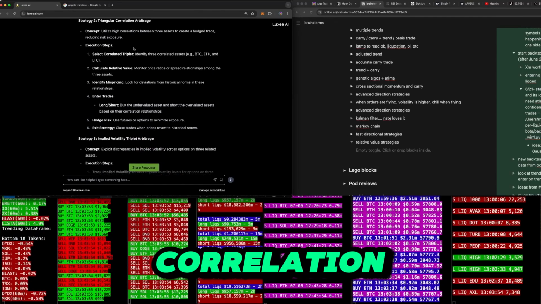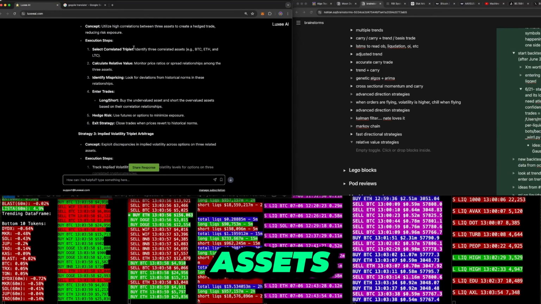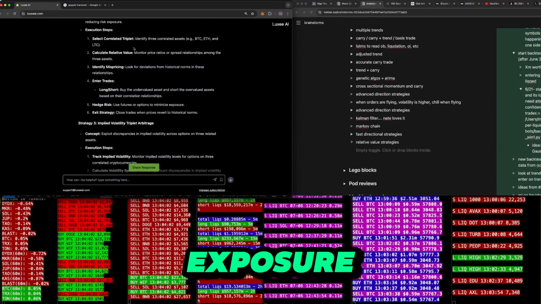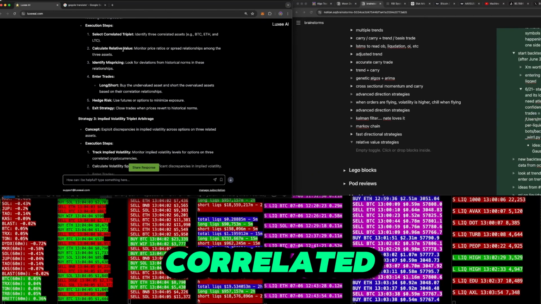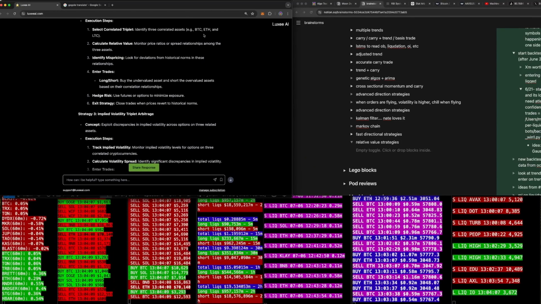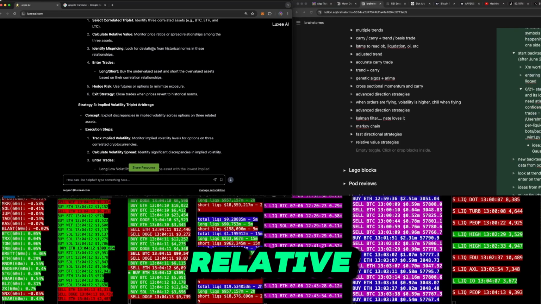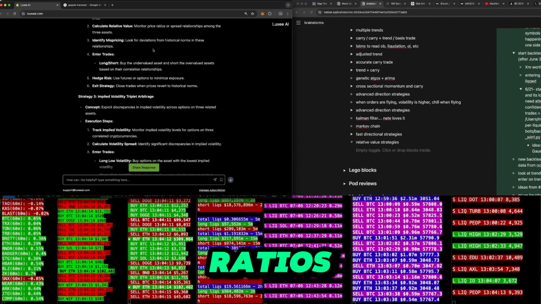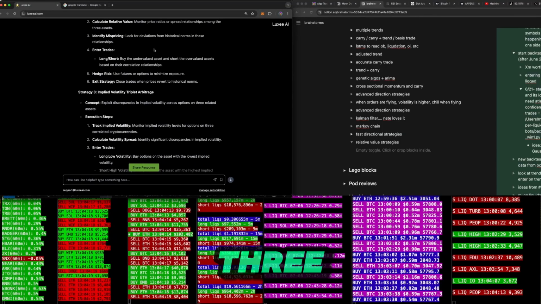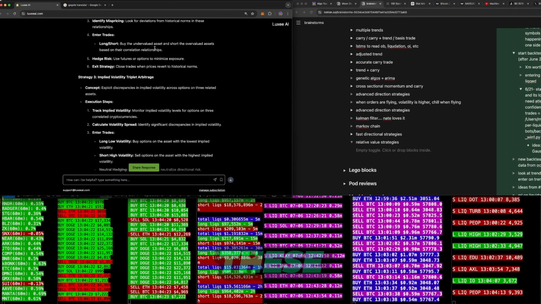Concept 2 is triangular correlation arbitrage. Utilize high correlations between 3 assets to create a hedge trade, reducing risk exposure. Select correlated triplet. Identify 3 correlating assets like BTC, ETH, and LTC. Calculate relative value. Monitor price ratios or spread relationships among the 3 assets. Look for deviations from historical norms in these relationships.